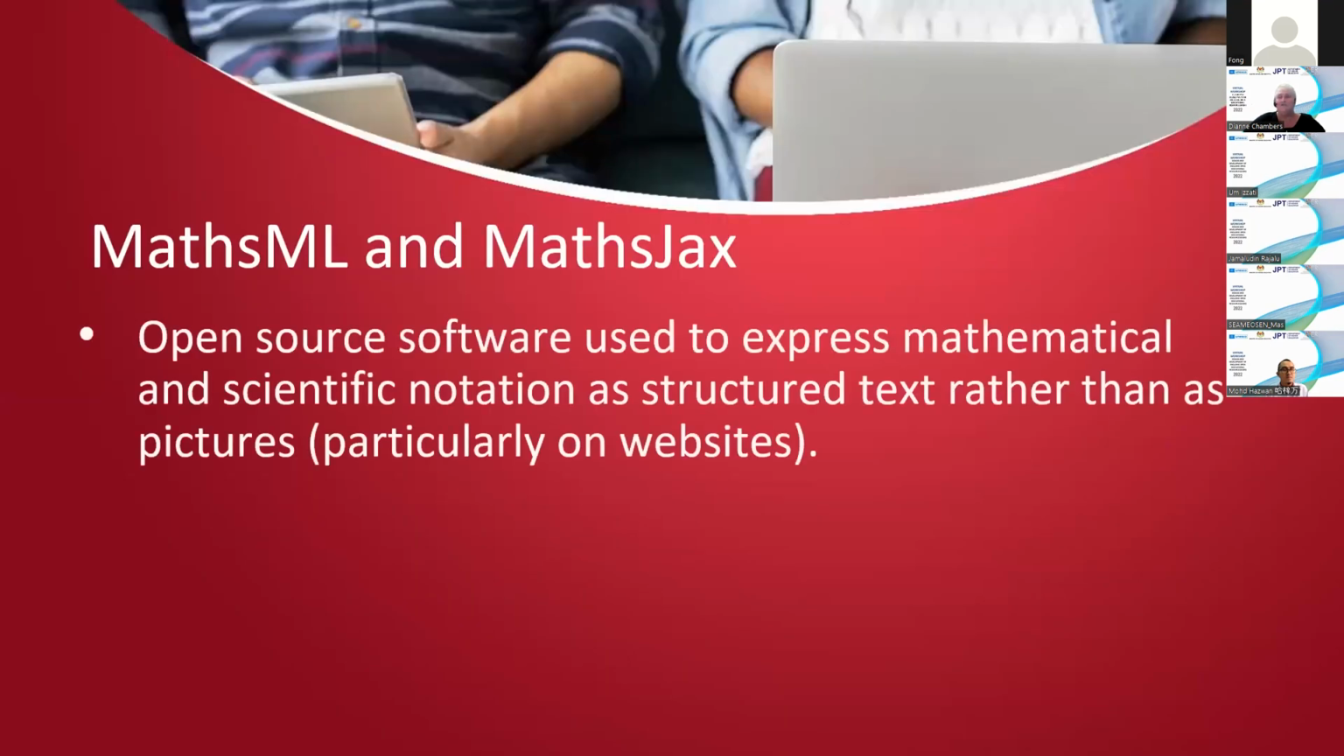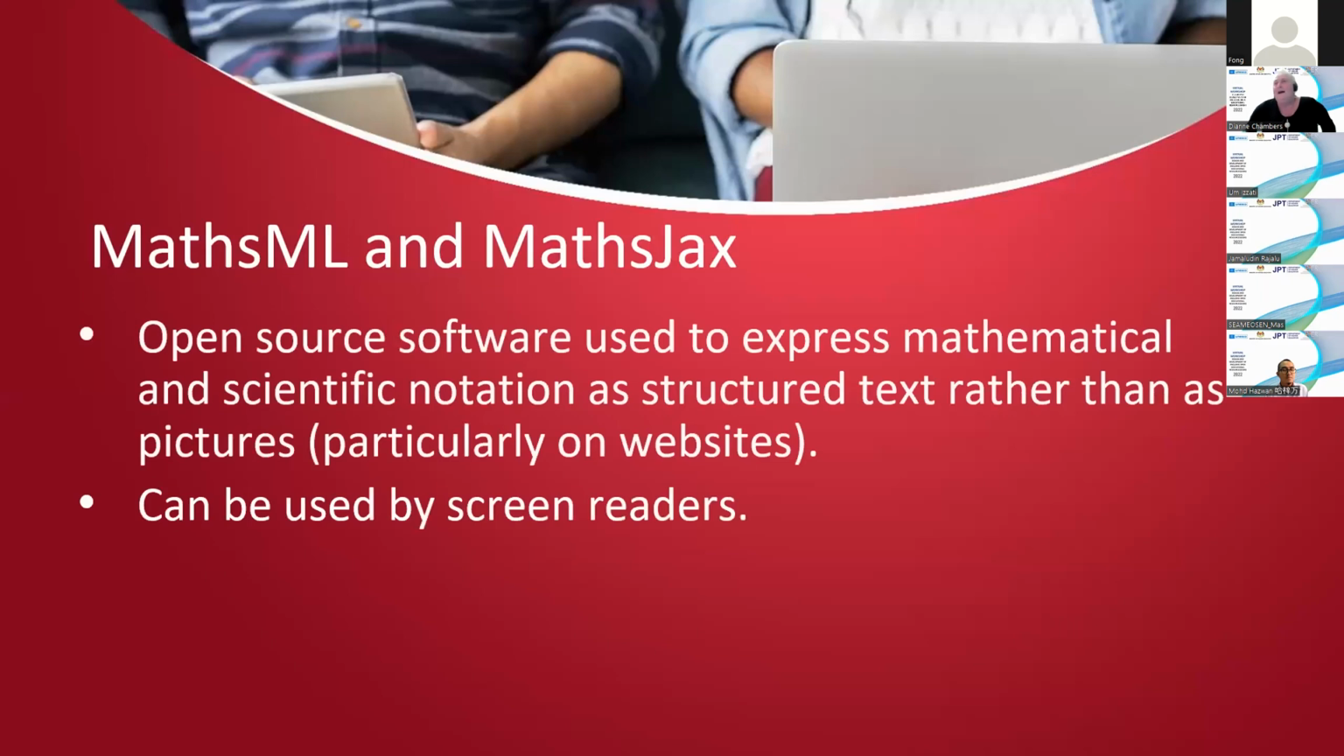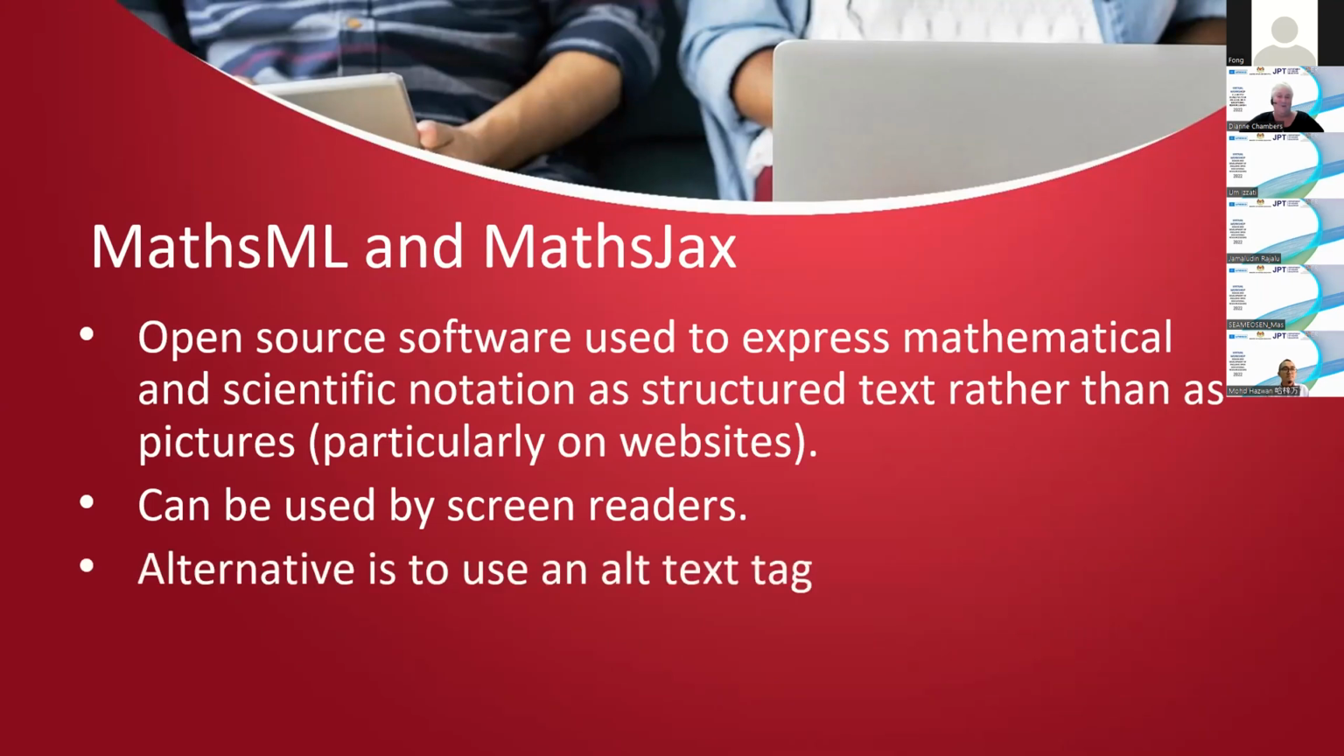I just wanted to also mention, I know we're running out of time and I'm very sorry, for people who are working in math and scientific fields, there's something called MathML and MathJax, which are open source software, and they are used to express mathematical and scientific notation as structured text rather than an image. Now, this is really critical when you're doing things like derivatives, or, you know, you've got these fancy mathematical notations. It's very hard sometimes. They can't be read by screen readers. They're read as graphic, and that doesn't help the student in any way.